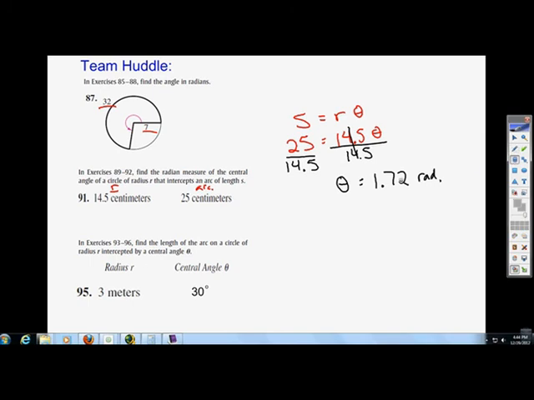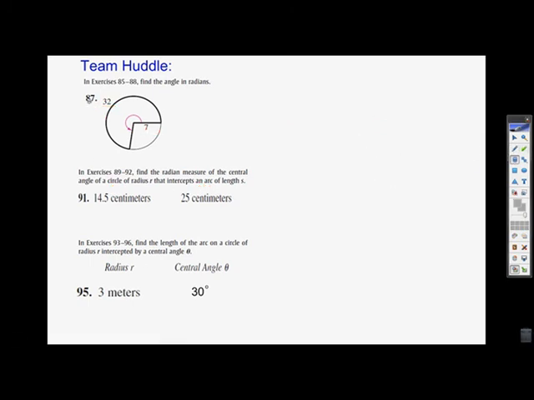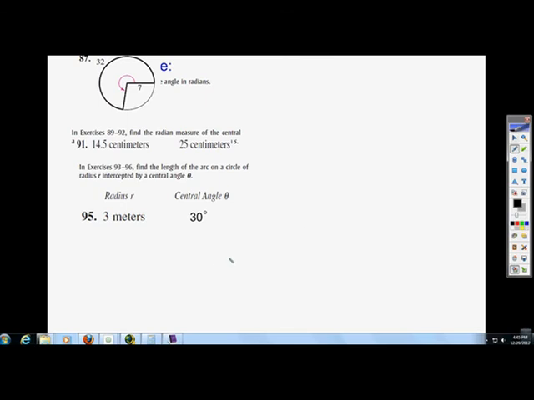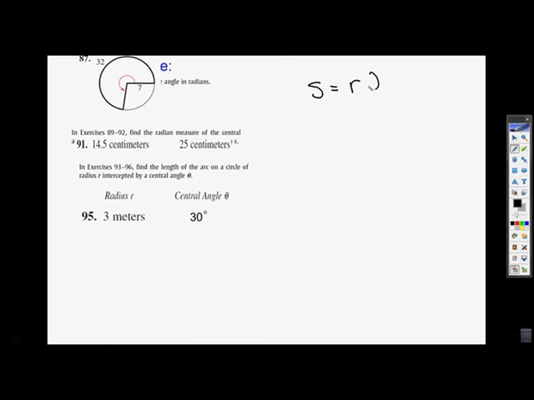The very last one here is a lot like the first example from the very first slide. So let me move some of this out of the way. If we read the directions, it says find the arc length on a circle of radius r intercepted by central angle theta. But now look here, theta is given in degrees and not radians. We want S is equal to R times theta. So we have the radius. The radius is 3 meters. We are looking for S.